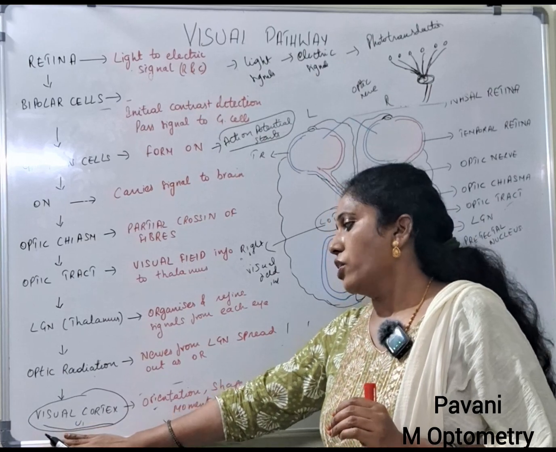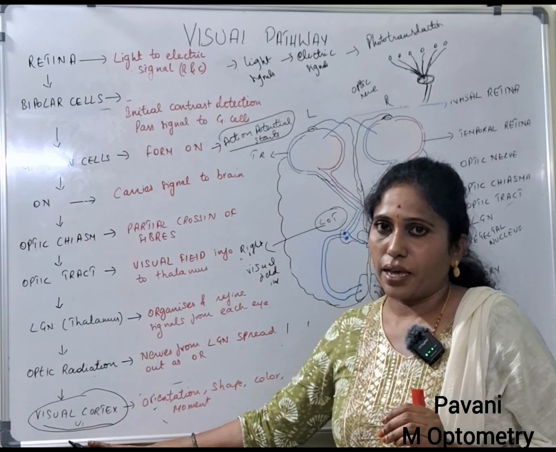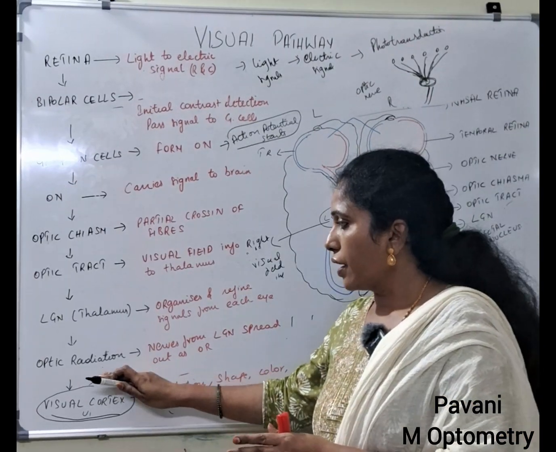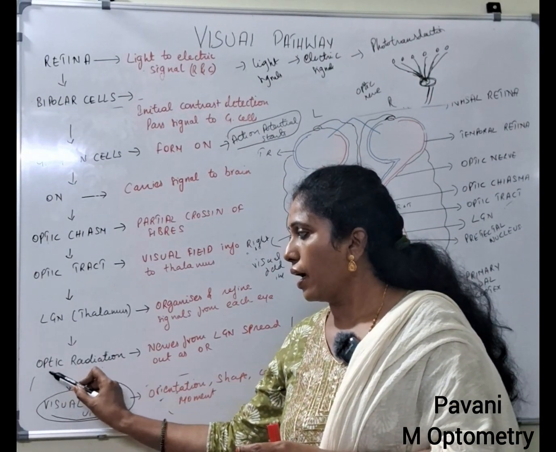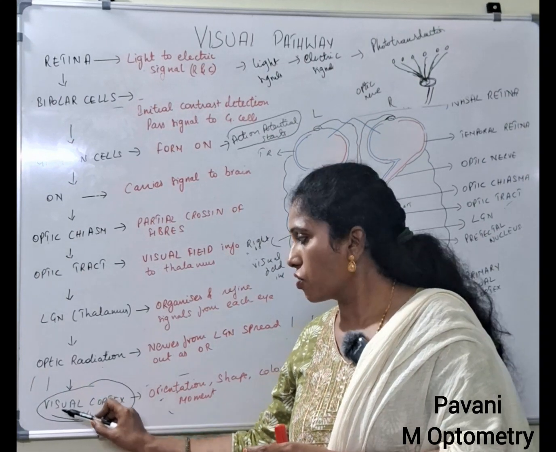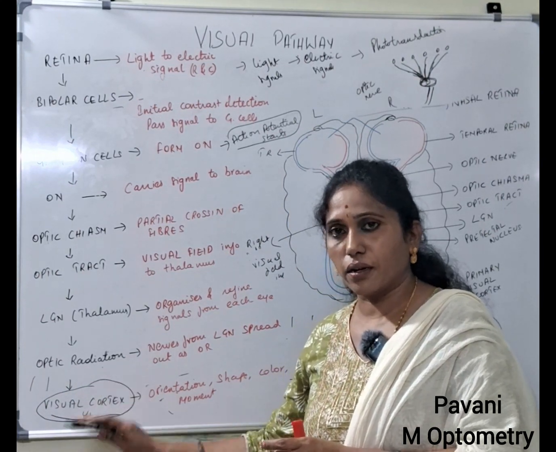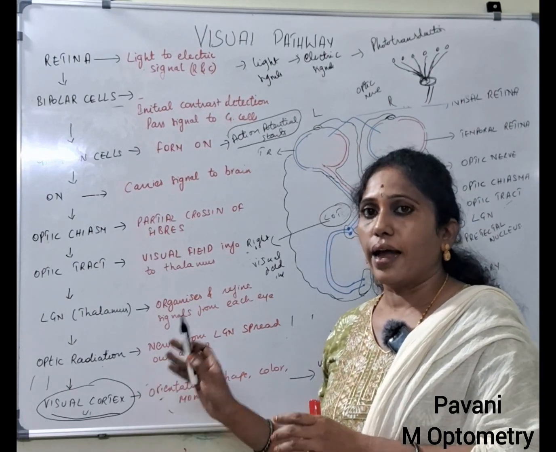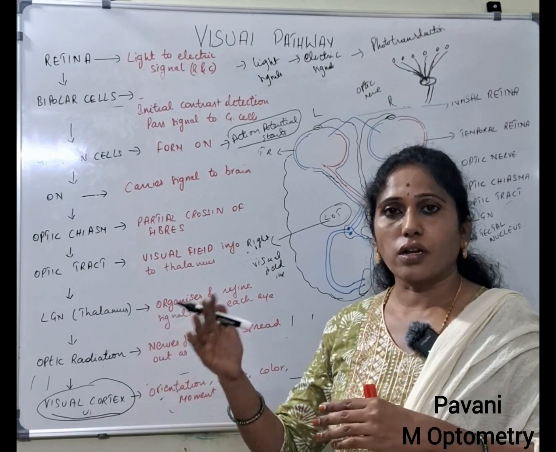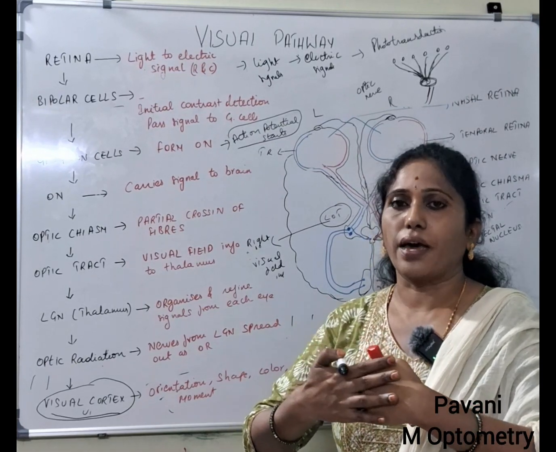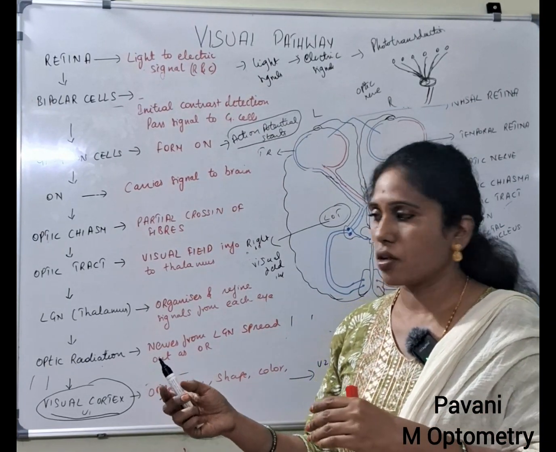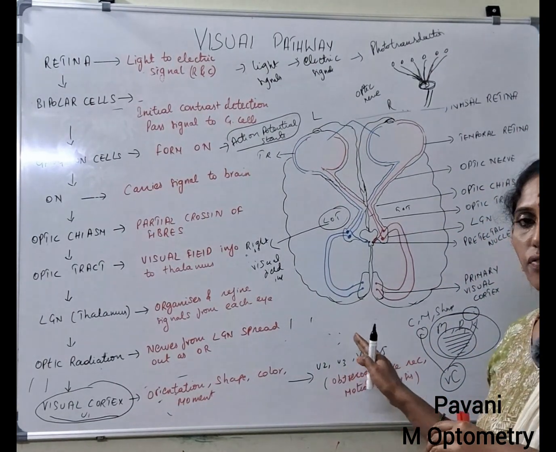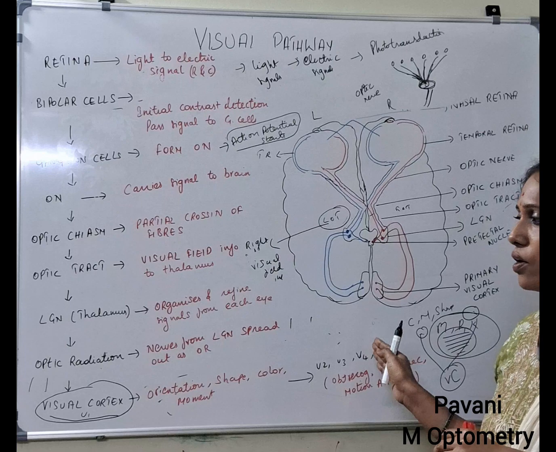When it reaches the visual cortex, this is the place where it gives the single image for us. Till optic radiation, the images coming from the right eye and left eye will be separate, but when it reaches the visual cortex, it interprets the image based on the color, size, motion, shape, everything, and it clubs the matching information coming from the right eye and left eye and gives the single image. Then it is sent to the higher areas called V2, V3, V4, V5 for face recognition, object recognition and all.